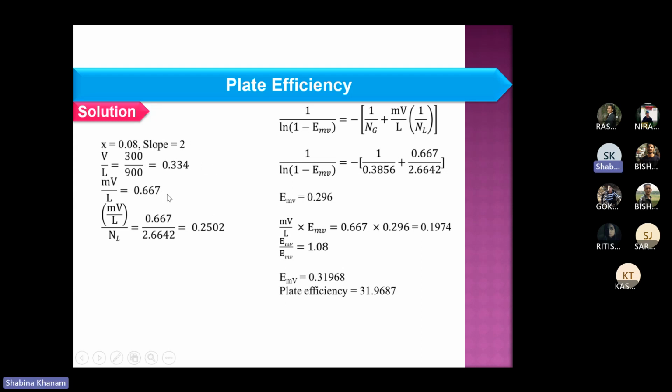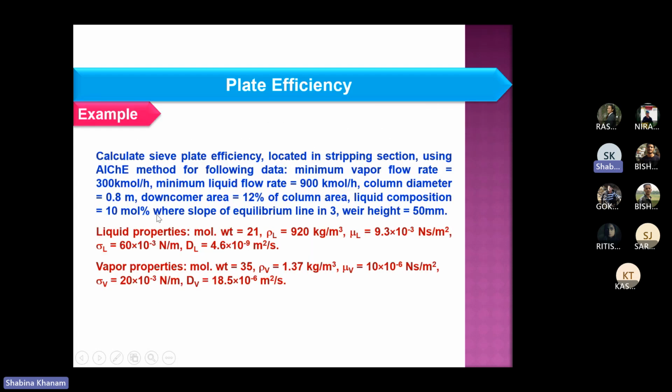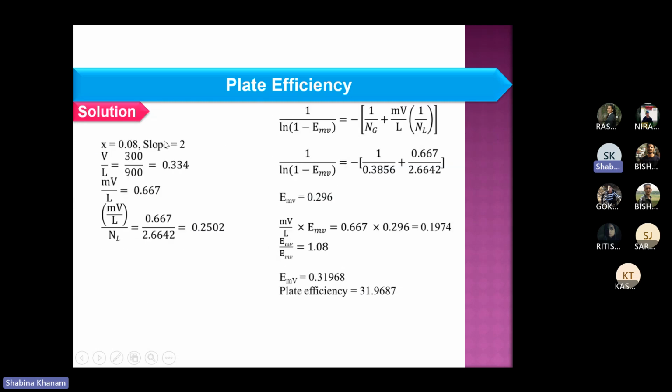So here actually it is, I think, it is 10%. Yes, 10%, and slope is 3. So some variation you can have over here, like this slope of equilibrium line, that should be 3, that should not be 2, which we have considered over here. Please make the correction over here and revise the calculations.